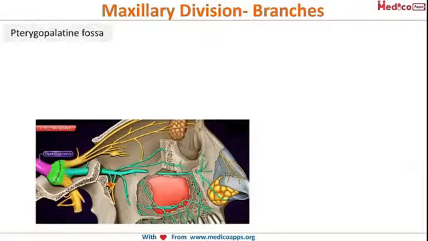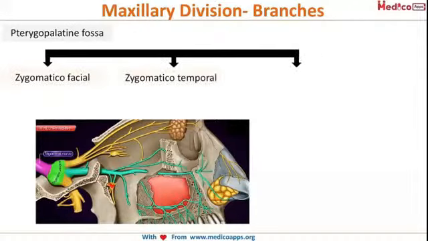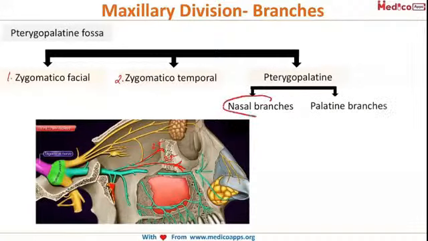So what are the branches? As you can see, first here we have a ganglion. What is that ganglion? It is the pterygopalatine ganglion or the monkey ganglion. Okay, then in this area it gives out the first few branches, that is zygomaticofacial and zygomaticotemporal. So this is the zygomaticotemporal branch, and here is the zygomaticofacial branch. Then it gives a few branches to the pterygopalatine ganglion, that is this ganglion here, the monkey ganglion. So the branches through the pterygopalatine ganglion are nasal branches and palatine branches.